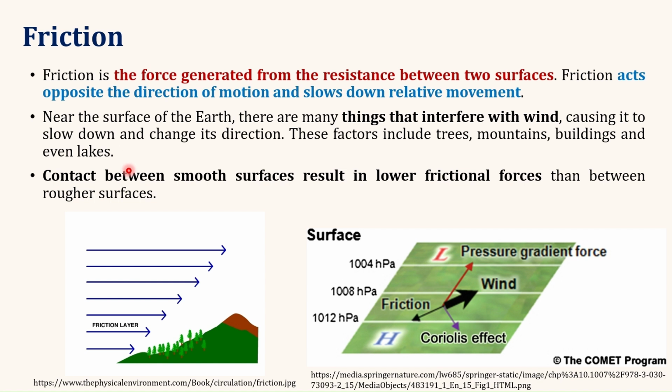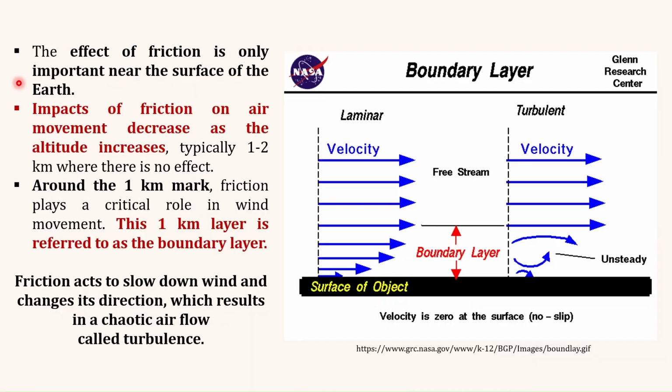So, any object on the earth, if it provides resistance to the wind, plays a very important role in frictional force. And contact of wind with smooth surfaces results in lower frictional force in comparison to its contact with rougher surfaces. The effect of friction is only important near the surface of the earth, and the impact of friction on air movement decreases as the altitude increases.